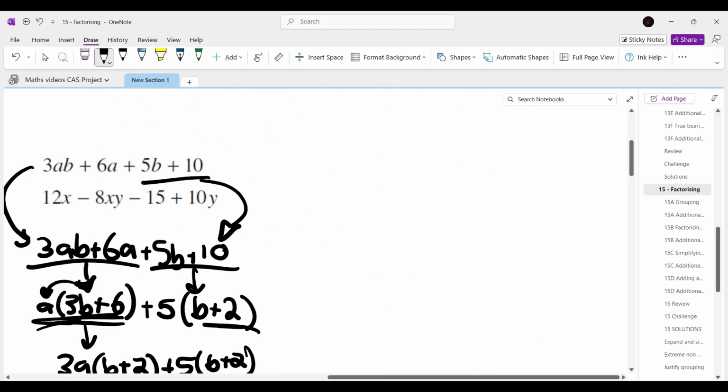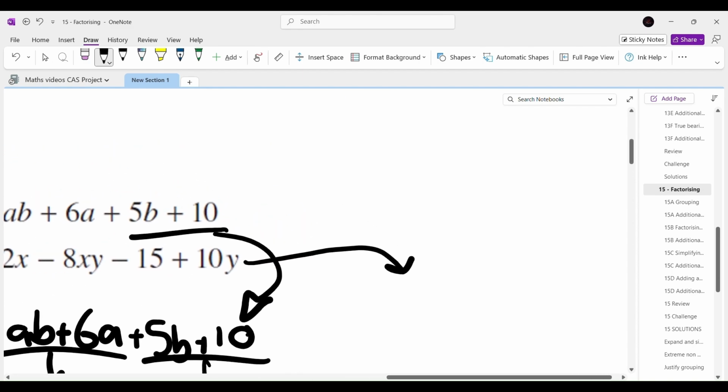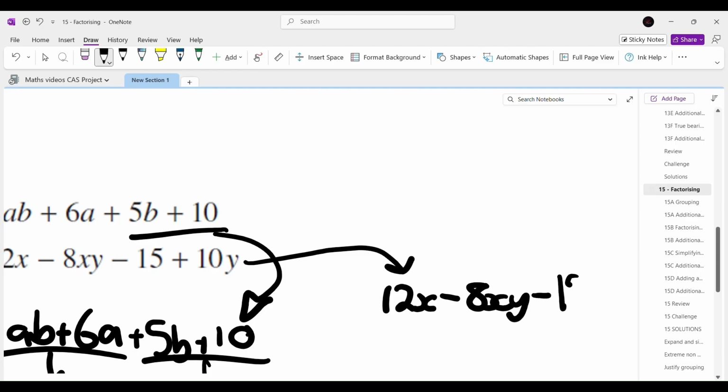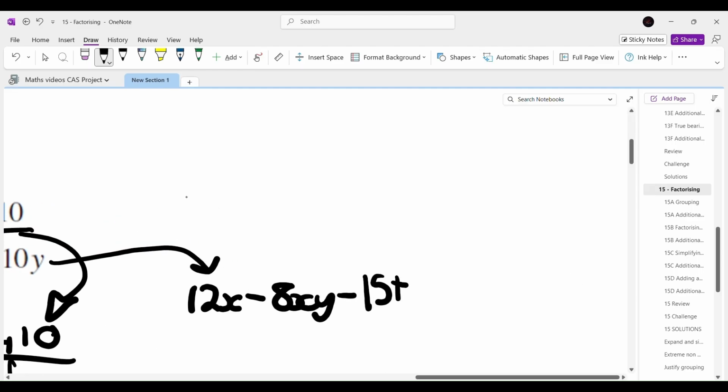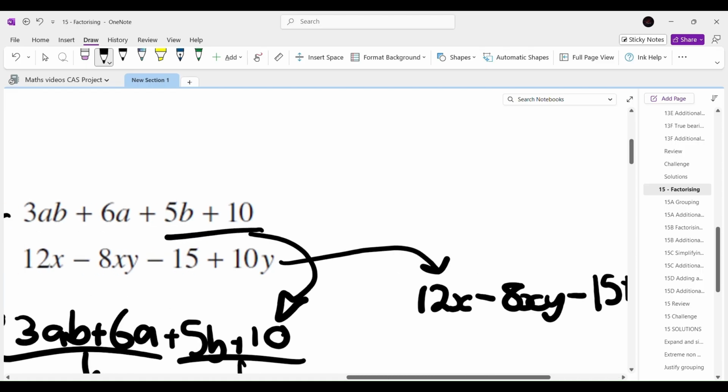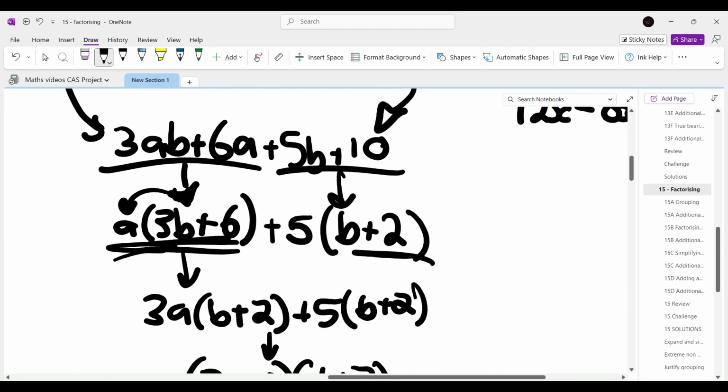Now let's try with this one over here. We have 12x minus 8xy minus 15 plus 10y. And what you want to do here is, as we saw with the last equation, we had to make an extra step.